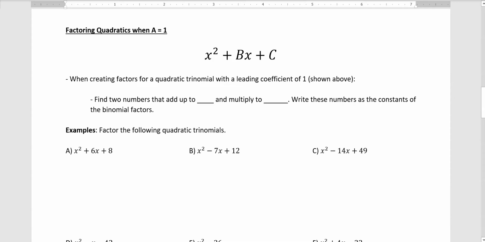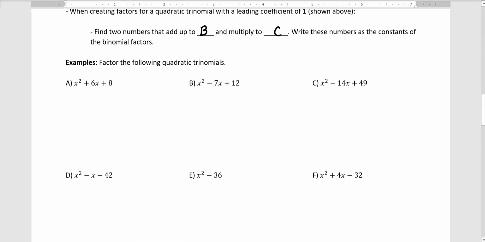So there's really 2 different approaches, and it depends on the type of equation we're given. So we're going to start with factoring quadratics when a equals 1. That means the leading coefficient here is 1, or really, more aptly, it doesn't look to be a leading coefficient. So what we want to do is find 2 numbers that add up to b and multiply to c. And those are going to be the values of our binomial factors, the constants in our binomial factors.